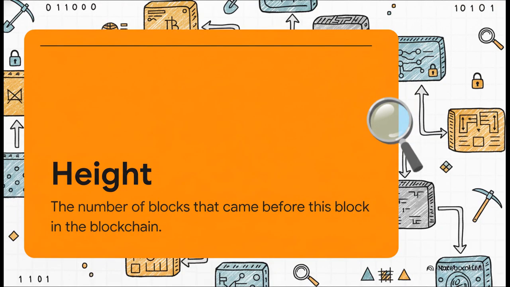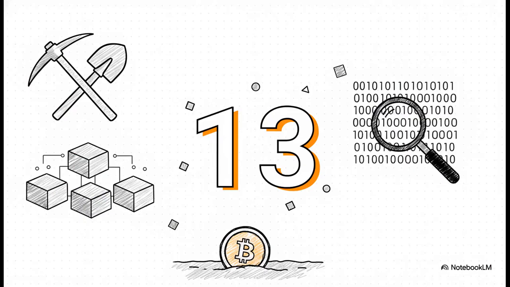Next is height, which you'll remember is where we started. This just confirms that, yep, there were exactly 123,455 blocks created before this one. It's the block's chronological chapter number in the grand story of Bitcoin. And check this out, nTx, which just stands for the number of transactions. In this specific moment, captured forever by block 123,456, there were exactly 13 transactions recorded. It's a tiny, perfect snapshot of the economic activity on the network at that time.